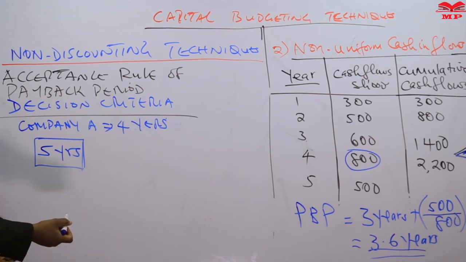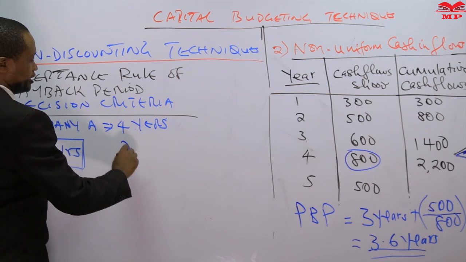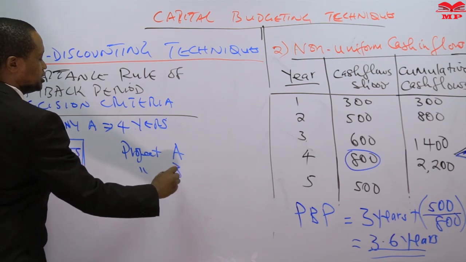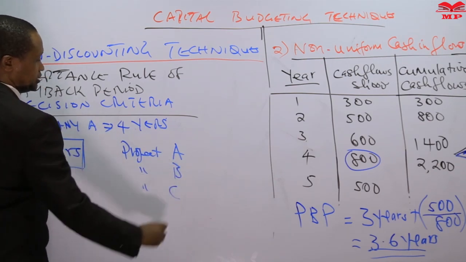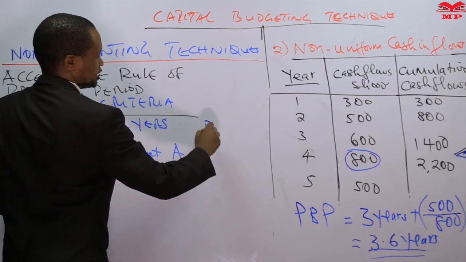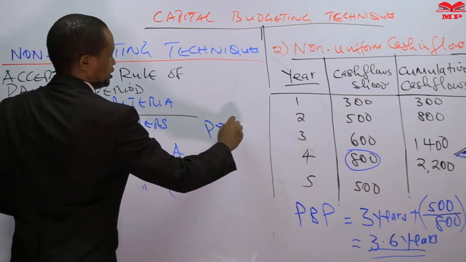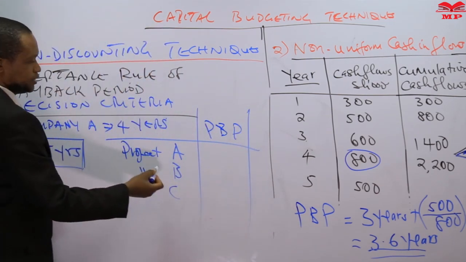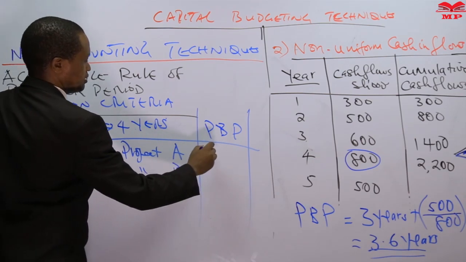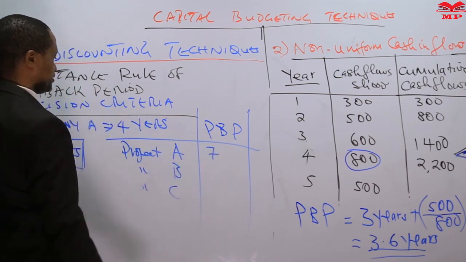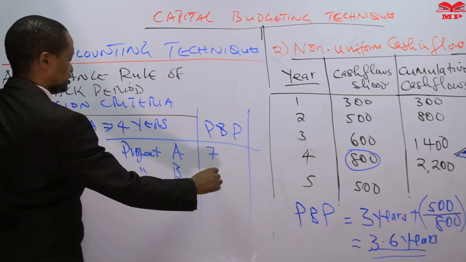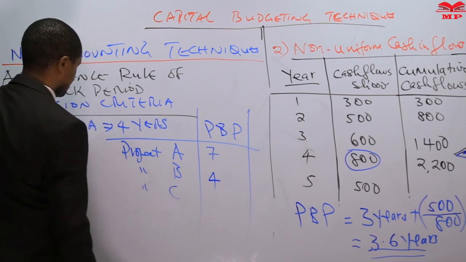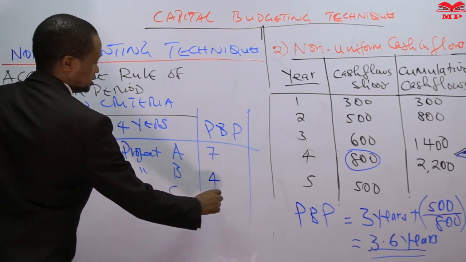When evaluating projects, say you have project A, project B, and project C, whose payback periods are as follows. Project A, payback period 7 years. Project B's payback period, I'm giving an example, 4 years. And project C, payback period 3 years.